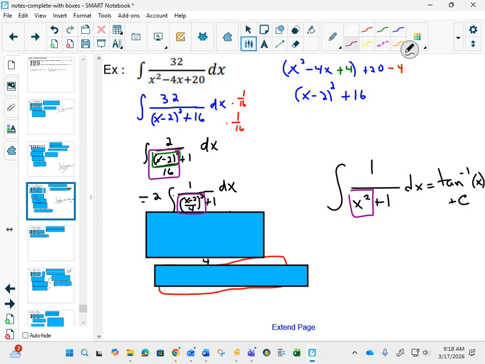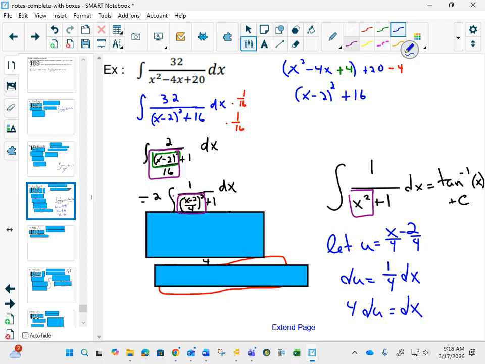I don't think my boxes have this, so at this point, I would let u equal x minus 2 all over 4, which is the same as x over 4 minus 2 over 4, if I break up that fraction. That would be the inside. The reason I broke it up is so that you could easily see that du was 1/4 dx, or that you could replace the dx with 4 du.